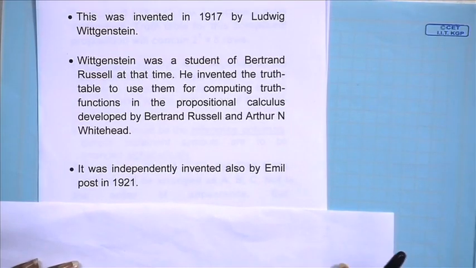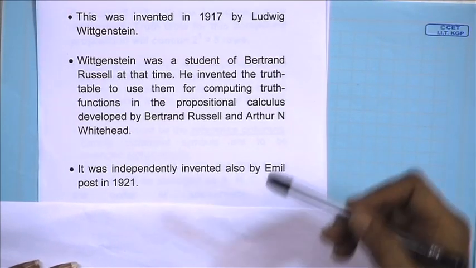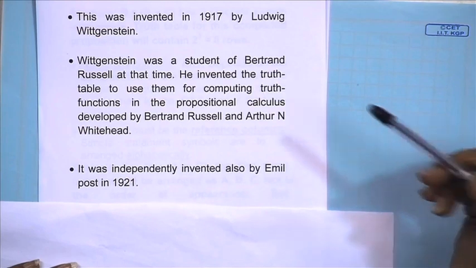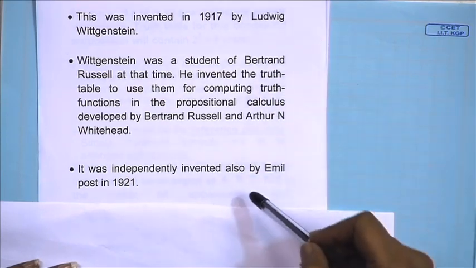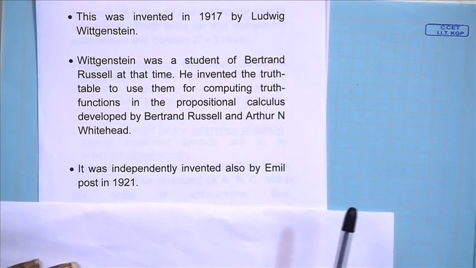Truth table was also independently invented by Emil Post in 1921. So, 1917 Ludwig Wittgenstein did it, but independently Emil Post also did that, and this somehow changed the contour of mathematical logic. So, we are going to take a look into this procedure closely, and we are going to learn it soon.